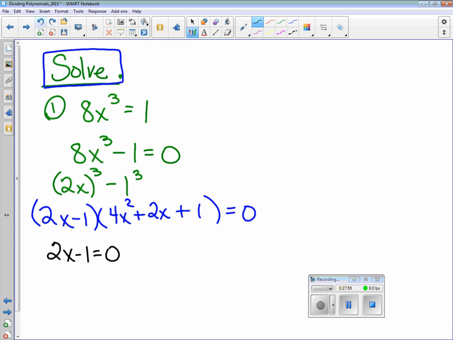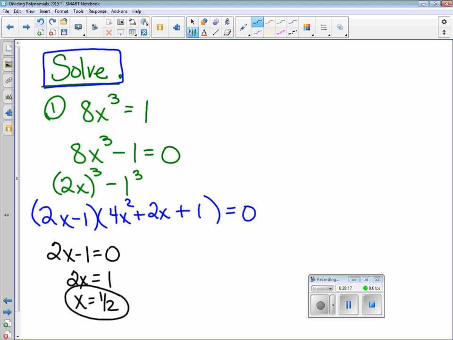Add, subtract, multiply, divide. What do I do to both sides to get x alone? Add 1. When I add 1, I have 2x equals 1. Then what? Divide by 2. So x is equal to positive 1/2.